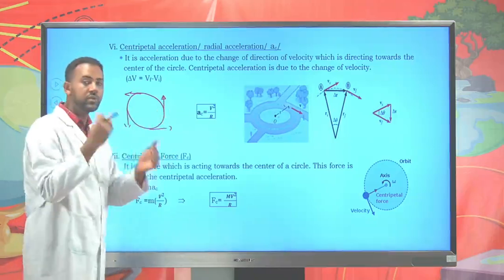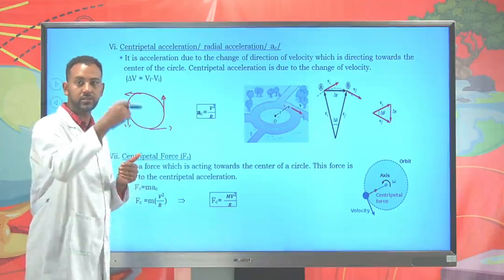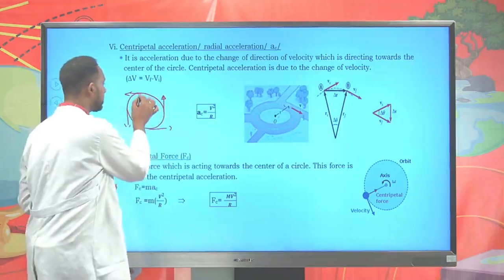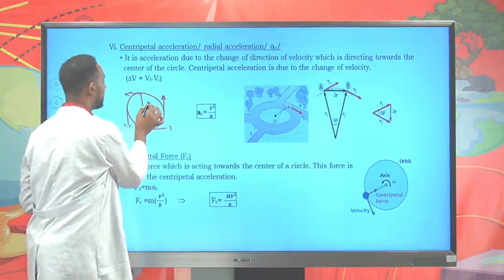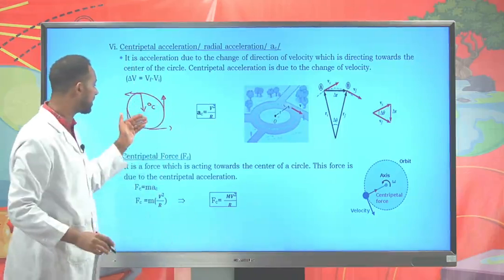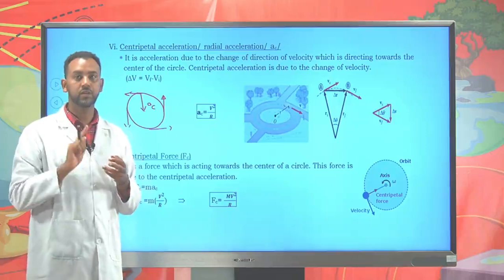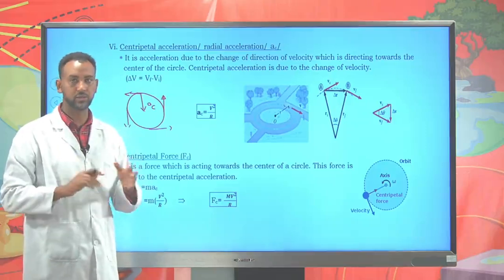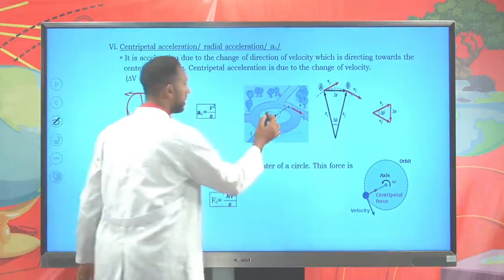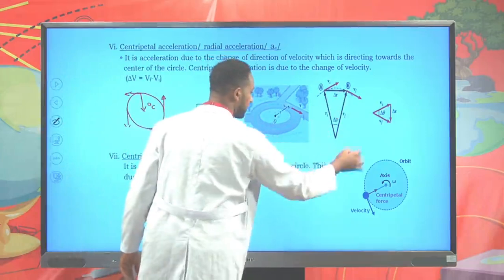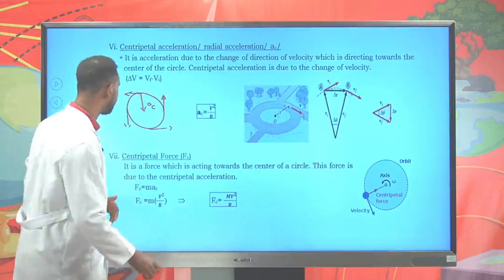Due to the change of this direction, an acceleration appears, and that acceleration tends to act downward, or to the center. Okay? This acceleration is known as centripetal acceleration. So centripetal acceleration is the acceleration that appears due to the change of velocity in its direction, not in its magnitude. The magnitude remains constant, but due to the change of direction, an acceleration appears, and it acts always towards the center or axis of rotation.